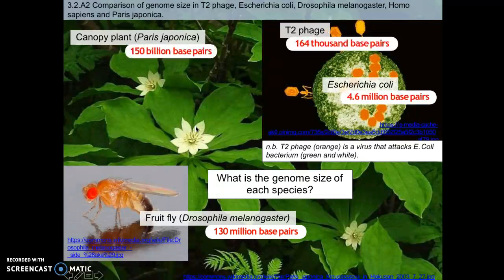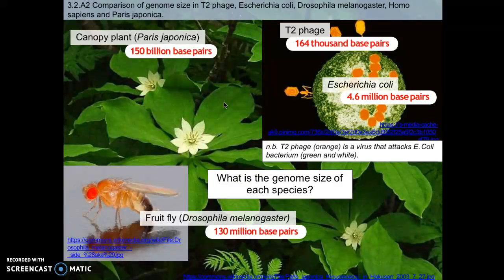Okay, and with these guys, the Paris japonica, the canopy plant, has 150 billion base pairs. To remind you, humans have 3.2 billion base pairs. All right, the fruit fly has 130 million base pairs. The E. coli has 4.6 million base pairs, and the T2 phage, right, the virus, has 164,000 base pairs.